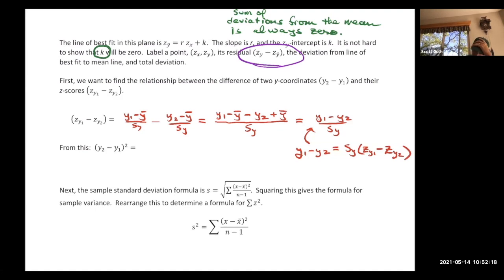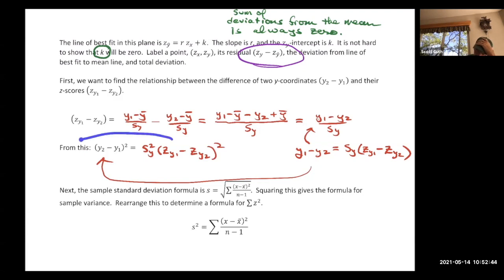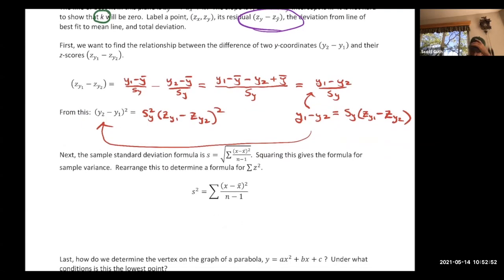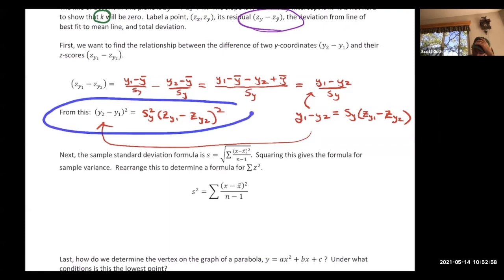So there's that. And then what they do here is they square that. If you square both sides of that equation, you get the standard deviation of y squared, which is the variance of y, times the square of the difference of the z-scores, zy1 minus zy2. So we're going to need this fact going forward. I'll use it two or three times or more. We just put this in our toolbox.